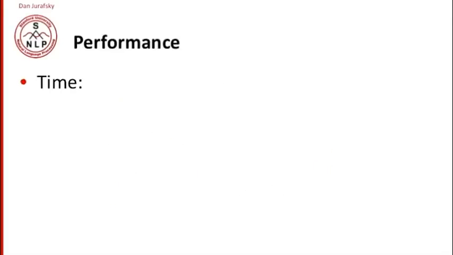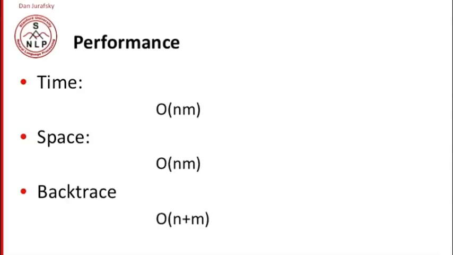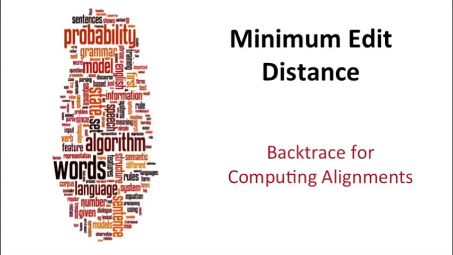What's the performance of this algorithm? In time, it's order nm because our distance matrix is of size nm, and we're filling in each cell one time. The same is true for space. And then for the backtrace, in the worst case, if we had n deletions and m insertions, we'd have to touch n plus m cells, but not more than that. So that's our backtrace algorithm for computing alignments.